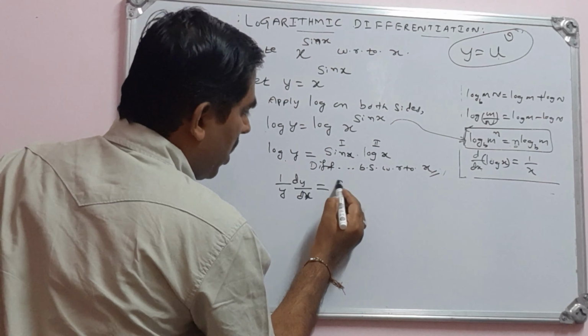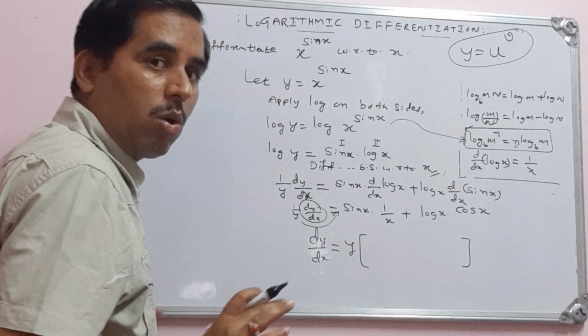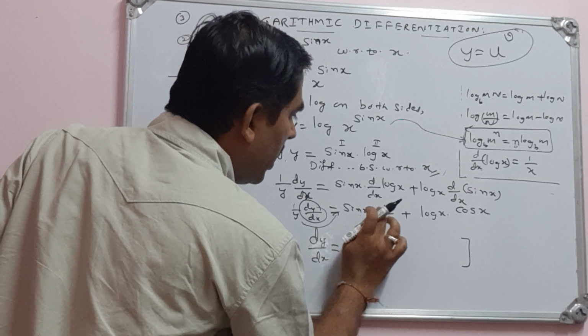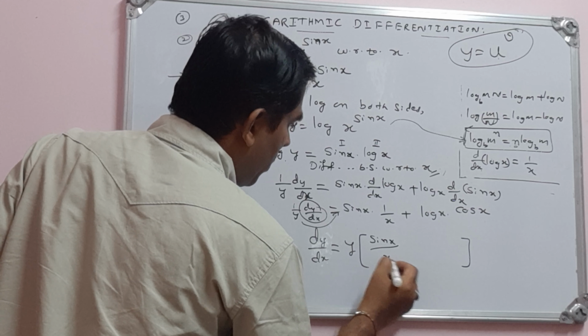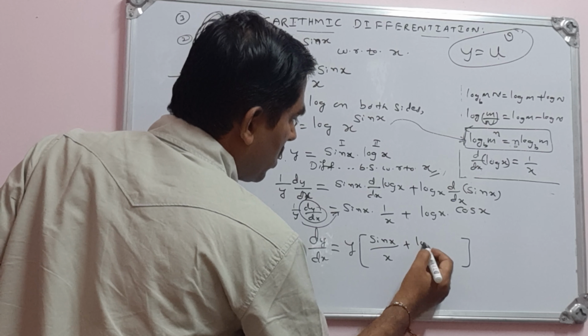I want this dy by dx, so shift this y by cross multiplication. y into whatever terms you got, write the same terms here. Don't make any changes. Sin x into 1 by x, that is sin x divided by x, plus log x into cos x.